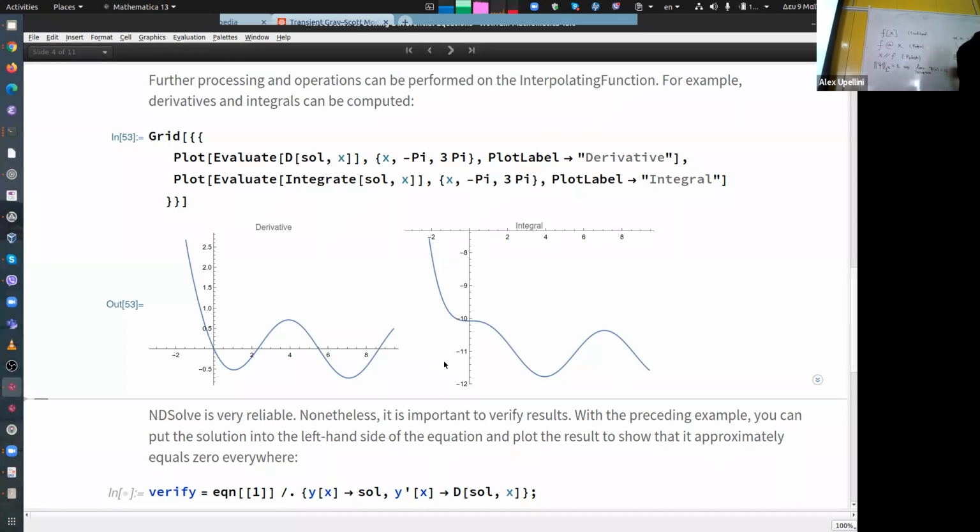Okay, this expression, which is the energy, is involving two things, the solution and the derivative of the solution. So if you want to plot this, you can do it in this way.